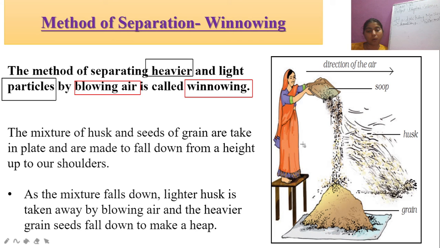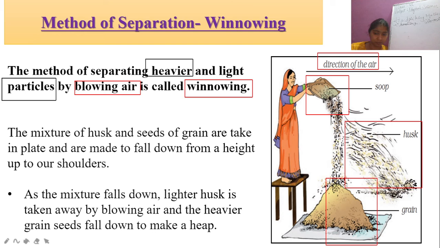See here, a lady is doing this process. You can see the direction of the air is written, that means the air flows in that direction, and here she is doing the activity of winnowing. Here you can see the lighter particles are going in the other direction, and the grain is separated down at the bottom. That way you can find the separation of grains from the heavier and lighter particles.